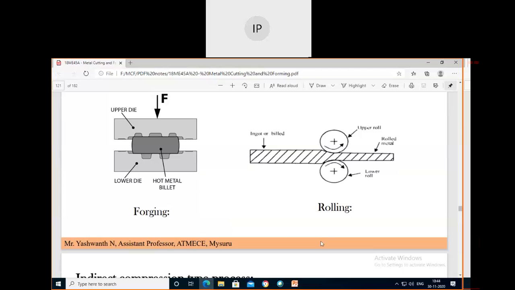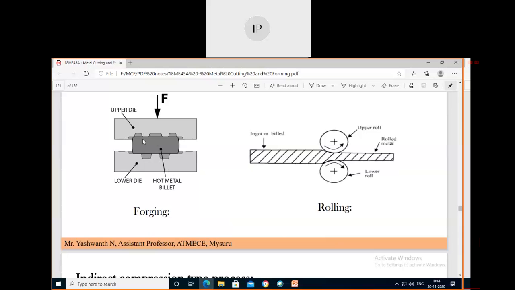The process of plastically deforming metal by passing it between rolls is nothing but the rolling process. In forging, the workpiece is compressed between two opposing dies. Here, a die is not a cutting tool like in machining or metal cutting; instead of cutting tools, here we use metal dies.